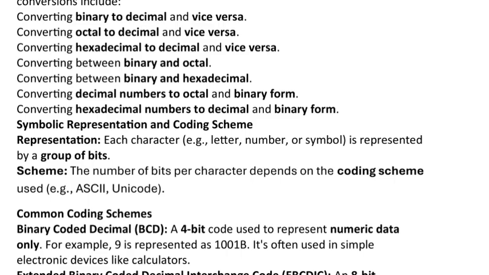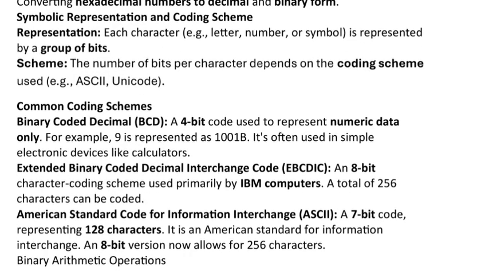Symbolic representation and coding scheme representation. Each character, e.g., letter, number, or symbol, is represented by a group of bits. Scheme: the number of bits per character depends on the coding scheme used, e.g., ASCII, Unicode.